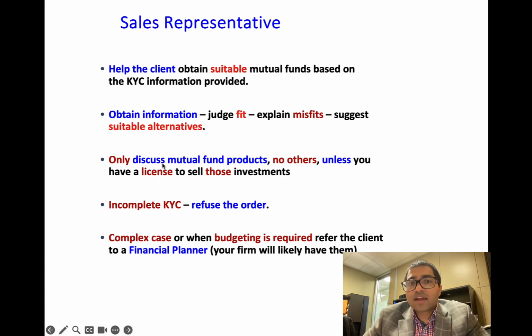You're only allowed to discuss mutual fund products. You cannot advise on buying individual stocks or buying any other product unless you have a license to sell those investments. If the client refuses to provide KYC, that is, there is an incomplete know your client, then you refuse the order. Complex case or when budgeting is required, you have to refer them to the financial planner.